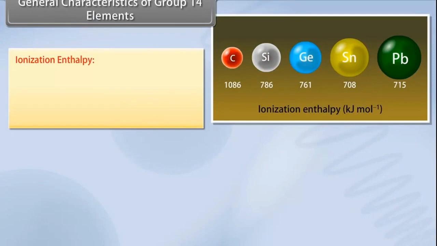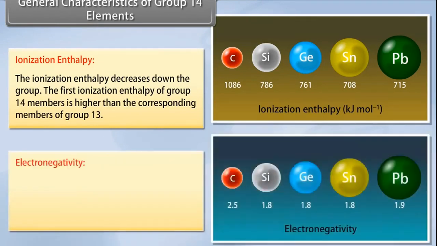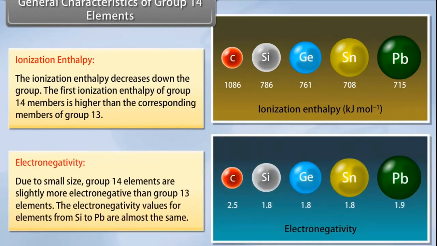Ionization enthalpy. The ionization enthalpy decreases down the group. The first ionization enthalpy of group 14 members is higher than the corresponding members of group 13. Electronegativity. Due to small size, group 14 elements are slightly more electronegative than group 13 elements. The electronegativity values for elements silicon to lead are almost the same.